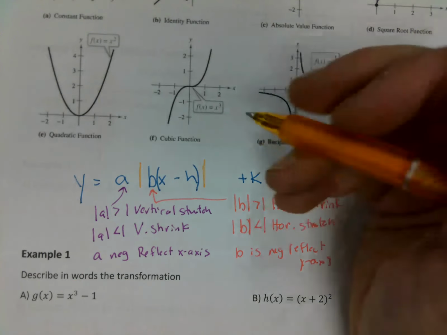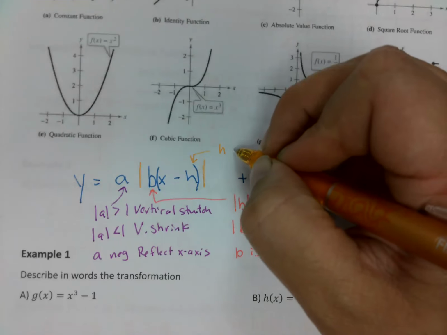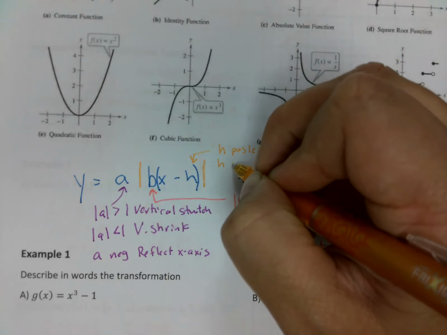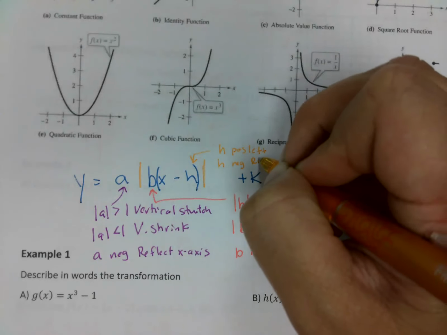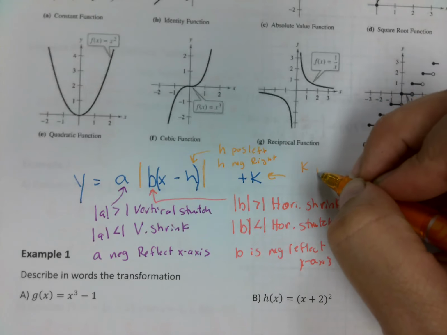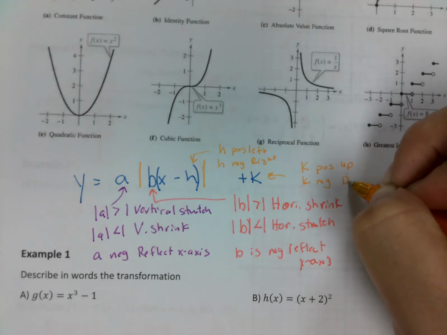Then our last ones are our H and K. H moves left and right. So if H is positive, it's actually going to move to the left. And if H is negative, it's going to be moving to the right. And K moves up and down. If K is positive, it's going to move up. If K is negative, it's going to move down.